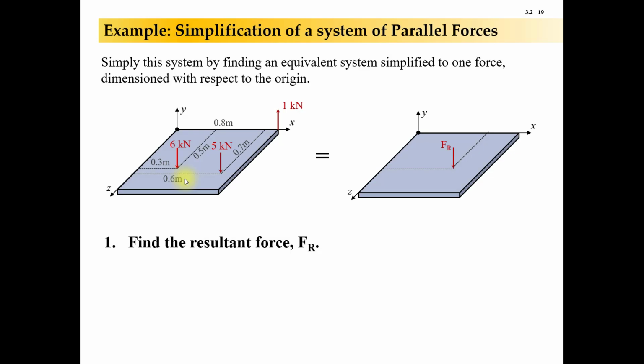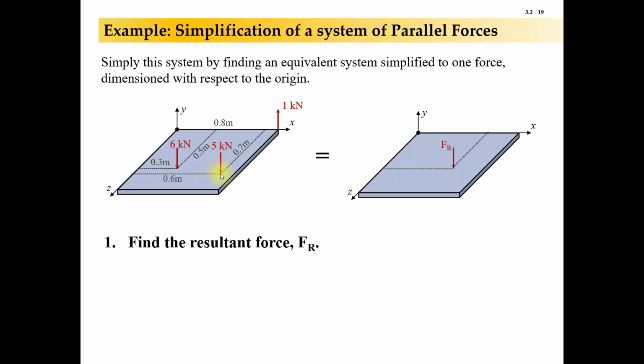Now let's look at an example of a simplification of a system of parallel forces. This is where you've got a 2D plate, and you've got forces acting parallel to each other and perpendicular to the plate. So here all these forces are acting in the y direction, and they're acting on a plate that is in the xz plane. Okay, and I've got 6 kilonewtons acting down at 0.3 meters over in the x and 0.5 meters out in the z.